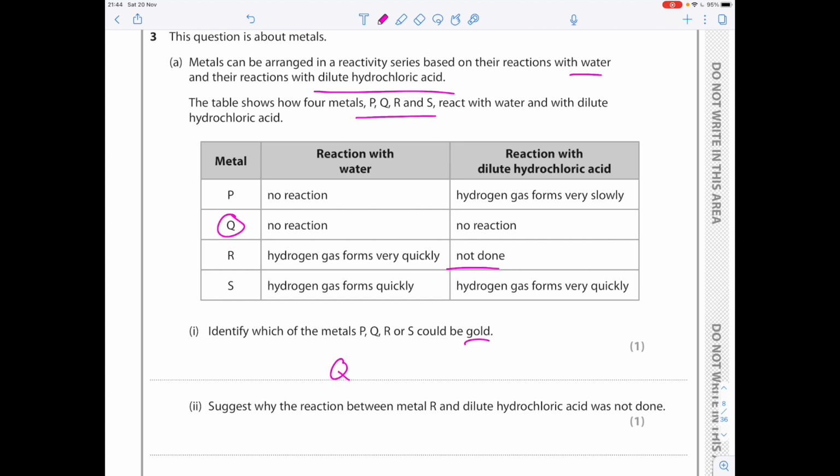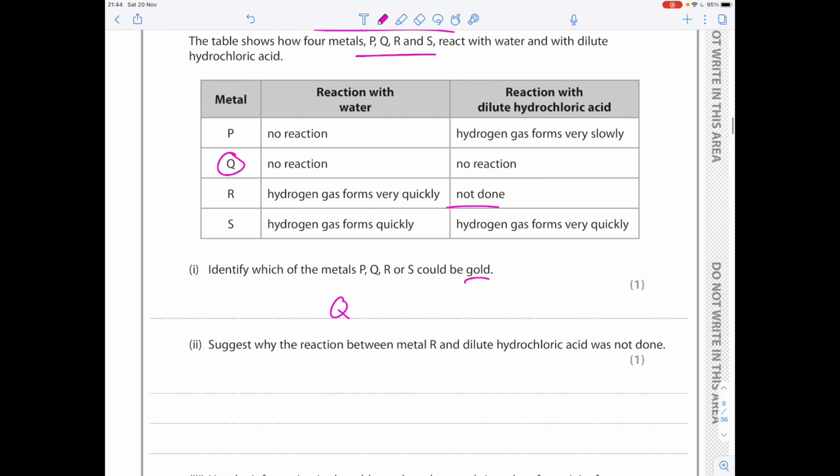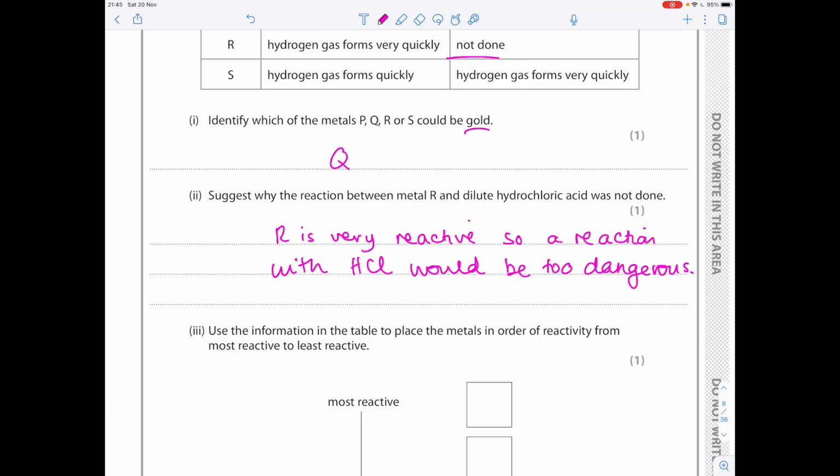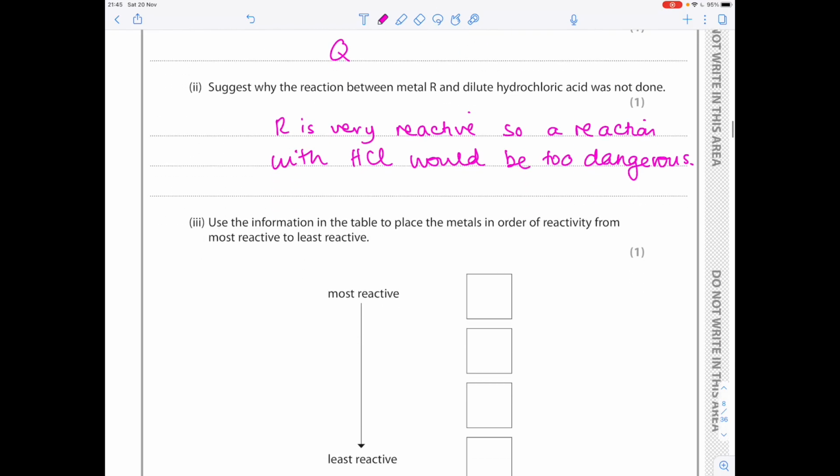Suggest why the reaction between metal R and dilute hydrochloric acid was not done. It must be because it's really dangerous, so it must be a very reactive metal. R is very reactive, so a reaction with the hydrochloric acid would be too dangerous.